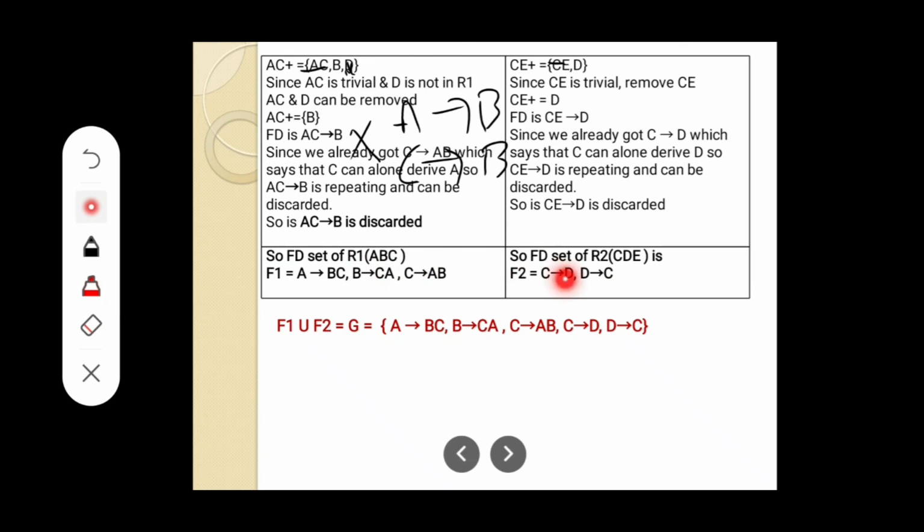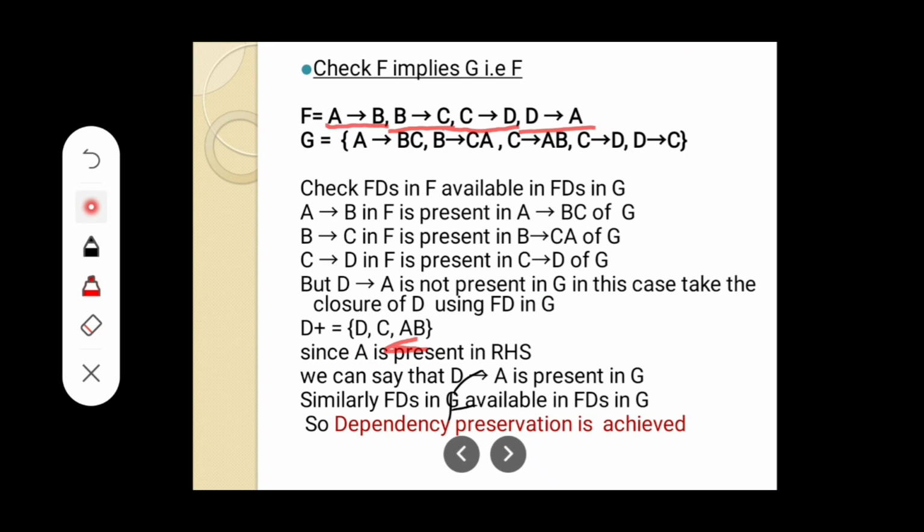The functional dependencies of both sub relations are unioned. Then we check whether the main functional dependencies are available in these derived functional dependencies. Okay, if it is available, we can say that the decomposed relations R1 and R2 are dependency preserving. This is the problem that may be asked in the university question. So please go through this problem and do one assignment question that I will be uploading.